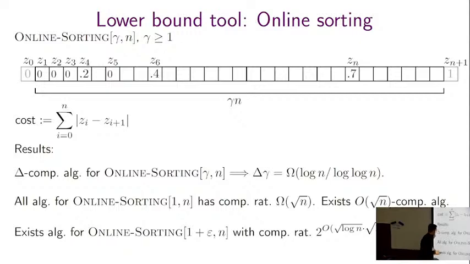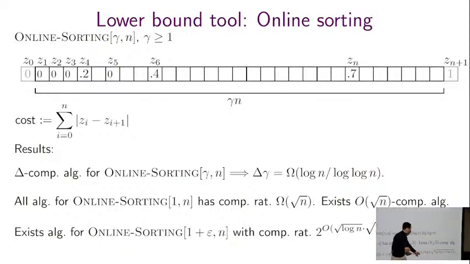And we also show that if you have a little bit extra space, then you can get a complicated competitive ratio like this. There's a big gap between the lower bound we get up here and this upper bound, which is a nice problem.